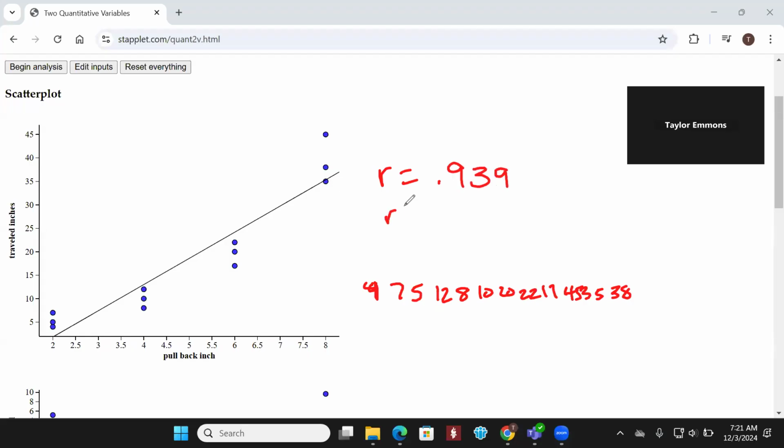What would that make R squared? So what is R squared? What is 0.939 squared? You've got a calculator. God bless. That would be 0.88. Okay. You're welcome, class.